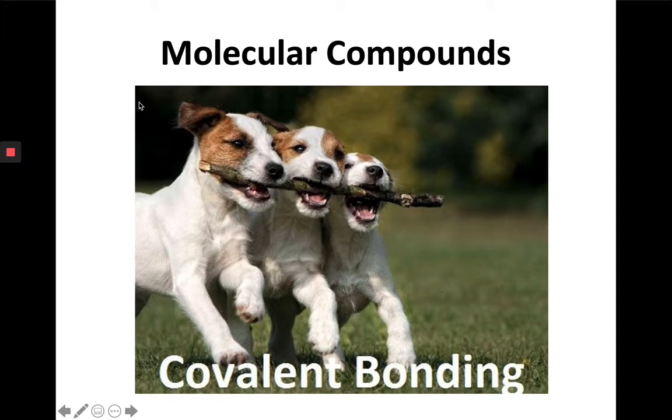Okay, so what we're going to talk about today is molecular compounds, also known as covalent compounds. This little picture here of puppies is very cute, but it's also relevant to molecular compounds, because these three puppies all have the same stick. They're all sharing the same stick. And molecular bonding in molecular compounds is all about the sharing of electrons.